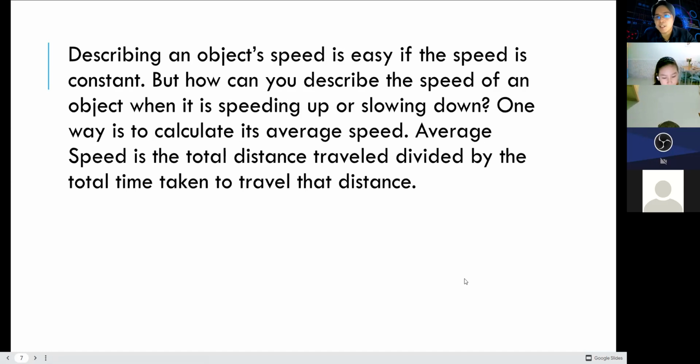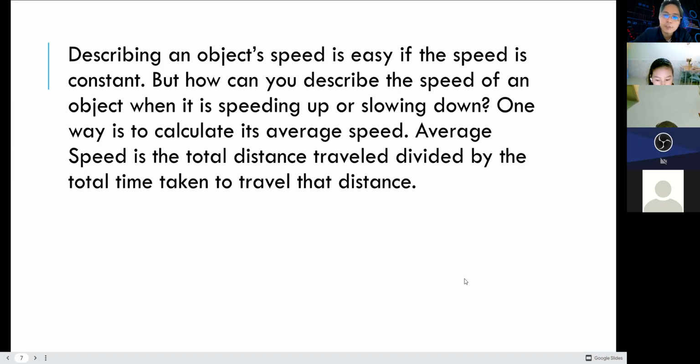Describing an object's speed is easy if the speed is constant. But how can you describe the speed of an object when speeding up or slowing down? One way is to calculate its average speed. How can we check? We usually use the averaging method, or the average speed. The average speed is the total distance traveled divided by the total time taken to travel that distance.